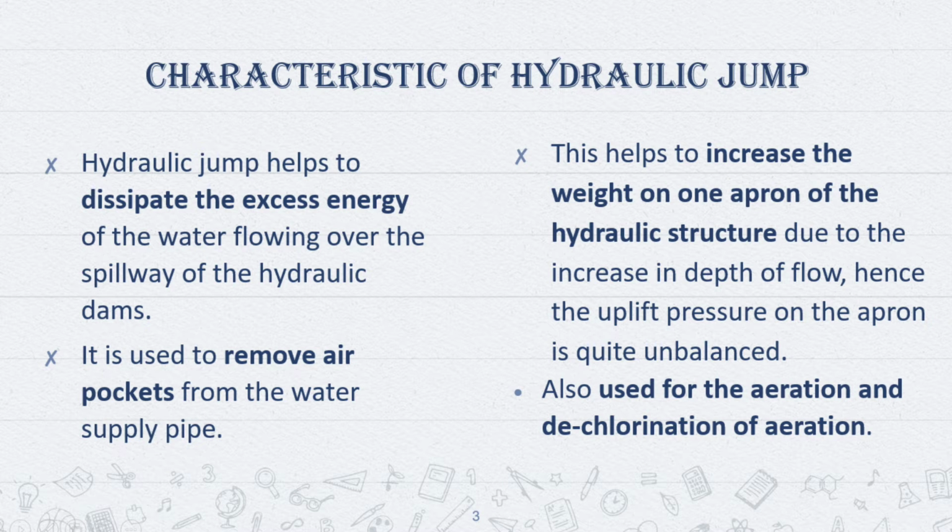The characteristic of hydraulic jump is that it helps to dissipate the excess energy of the water flowing over the spillway of the hydraulic dams and also helps to increase the weight on the apron of the hydraulic structure due to the increase in the depth of flow. Hence, the uplift pressure on the apron is quite balanced. It is used to remove air pockets from the water supply pipes and also used in the aeration and dechlorination of water.